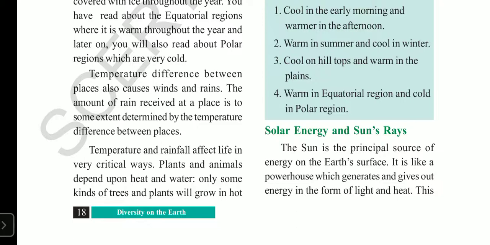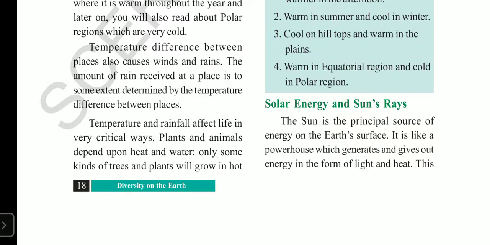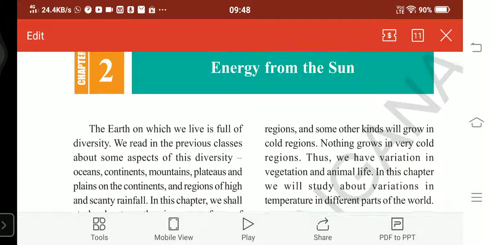Temperature and rainfall are two important factors which affect our life, plants, and animals. All these depend upon heat and water. We are warm-blooded animals, and only some special kinds of trees and plants will grow in hotter regions. We have seen lichens, very short, which grow for a short period and die within a short period. Those we will study in the polar region. And some kinds of animals will be different from our region.